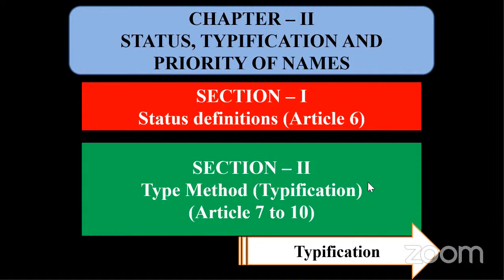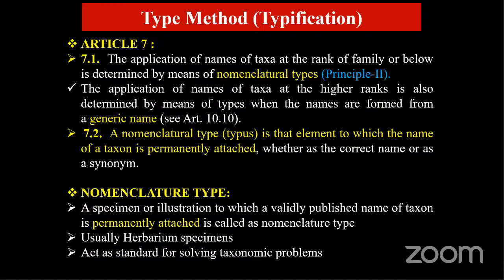So let's start with this rule, that is typification. This typification is also commonly called the type method. Article 7 is just like principle 2: the application of a name of a taxonomic group is determined by means of a nomenclature type. It means if you want to give a name to any particular taxon, the name is always based on a nomenclature type. This is very important but confusing, because there are various types of nomenclature type, and these are very difficult to remember. So I will teach you in very simple language.